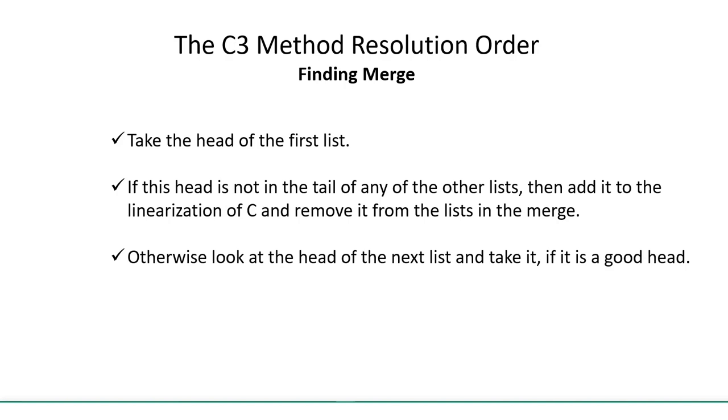As a next step, otherwise, we have to look at the head of the next list. If the head of the first list does not obey the second point, then we have to look for the head of the next list and take it if it's a good head. What do we mean by a good head? If it obeys the second point which we have mentioned above, which is nothing but that the head should not be part of the tail of any other list, then it's considered a good head.